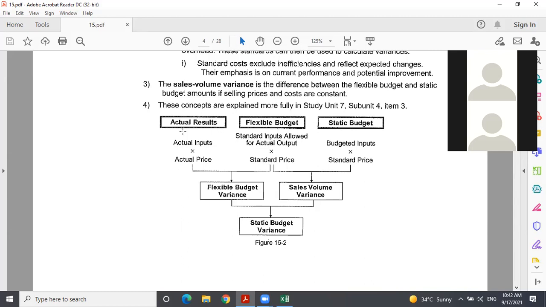Here we have actual results, flexible budget and static budget. Actual results means actual input into actual price. For the flexible budget, we take standard input allowed for actual output into standard price. In the static budget, we take budgeted inputs into standard price. Comparing static budget with flexible budget gives you the sales volume variance. Comparing actual results with flexible budget gives you the flexible budget variance. Both figures should match with your static budget variance. Clear?